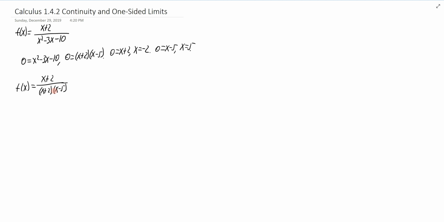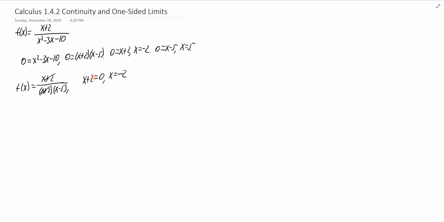Now looking at this, as you can probably tell, we have this common factor of x plus 2. So we can knock this out of the numerator and knock this out of the denominator. Now this is really important because we can knock both of these out. We know that at x plus 2, when we set that equal to 0, when x equals negative 2, this is going to be a hole because we can simply remove this common factor from the numerator and the denominator.